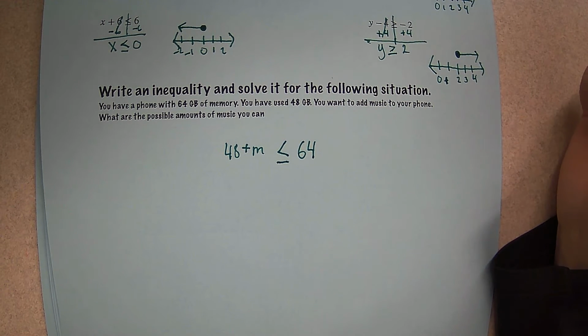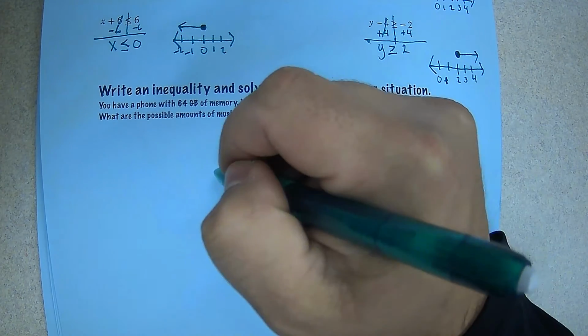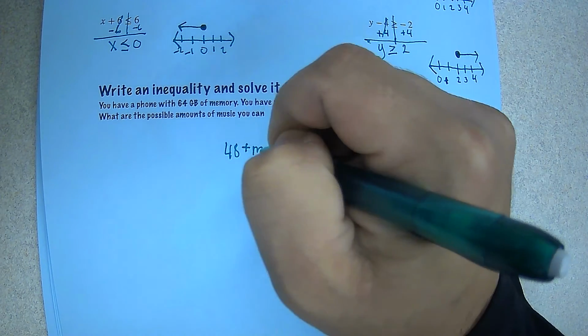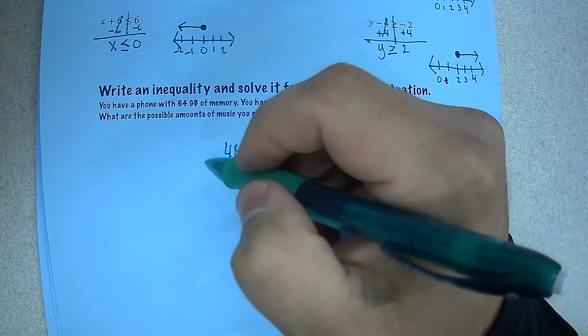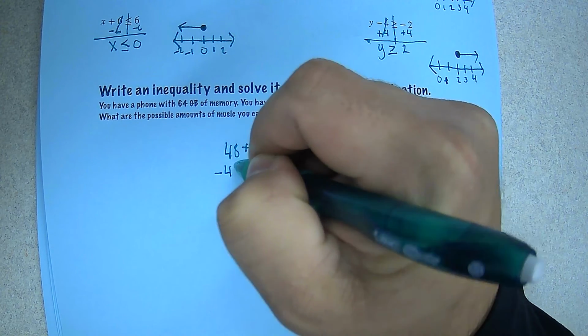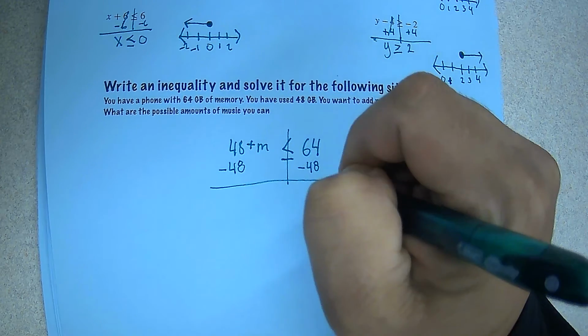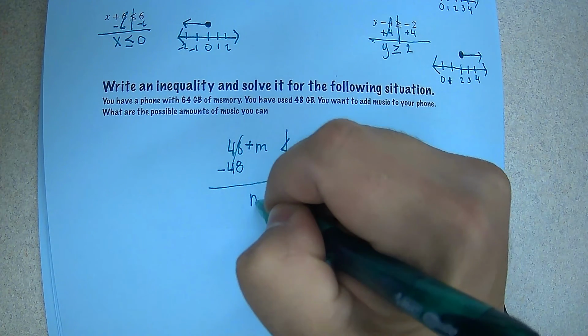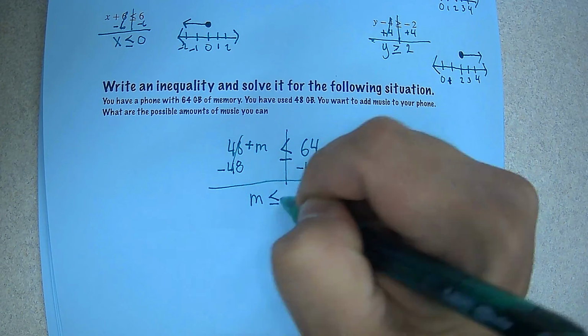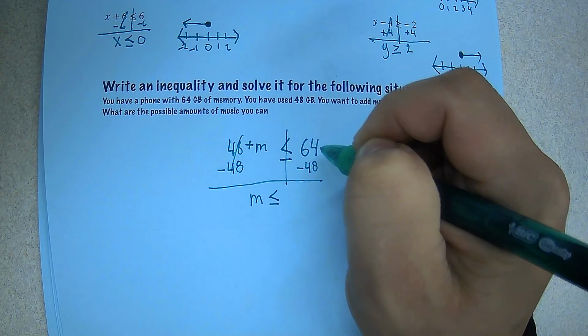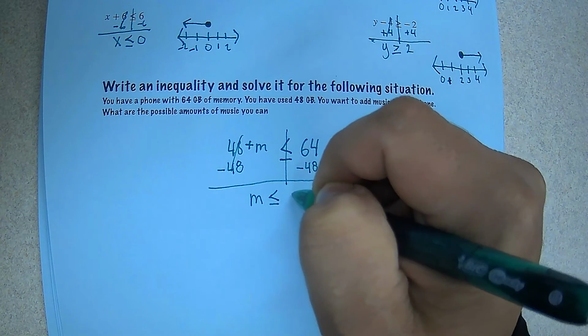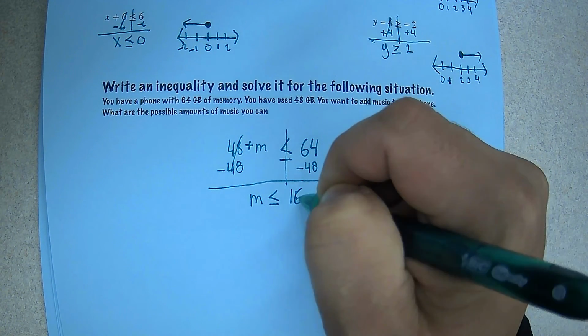So now all we do is solve this for M, or whatever variable you used. So draw our line down the middle. I want to get M all by itself, so I have to get rid of this 48. So we're going to subtract 48 from both sides. If those go away, we get M is less than or equal to 64 minus 48 is going to be 16.